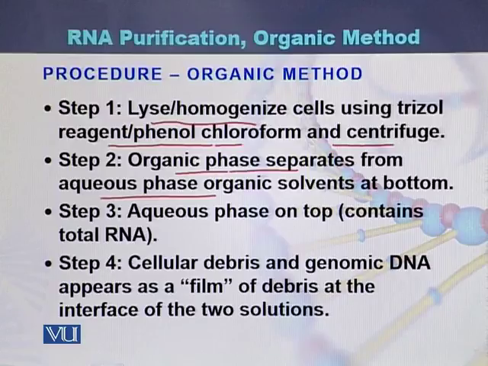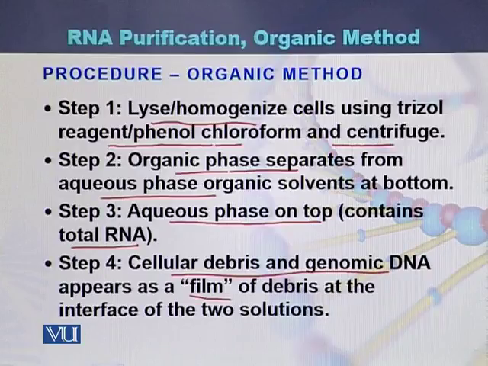During the third step, the aqueous phase is on the top and RNA is present in the aqueous phase. Once both the phases separate from each other, then cellular debris and the genomic DNA are present in the form of a film at the interface of the two solutions, because lower is the organic phase, upper is the aqueous phase. The genomic DNA is usually present at the interface, that is a small film between the two phases. So these are the first four steps while purifying the RNA by using the organic method.